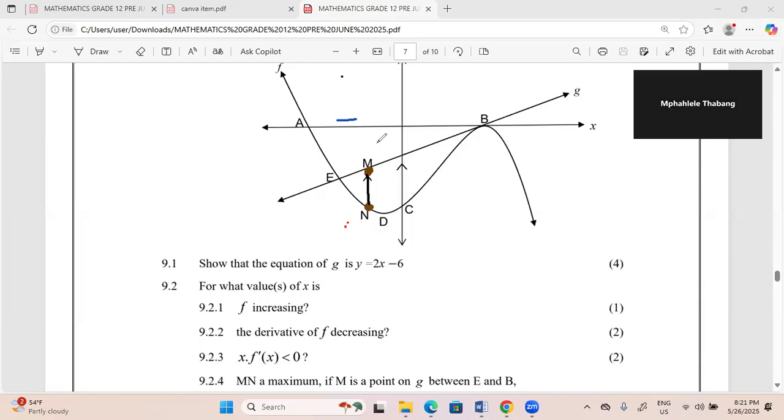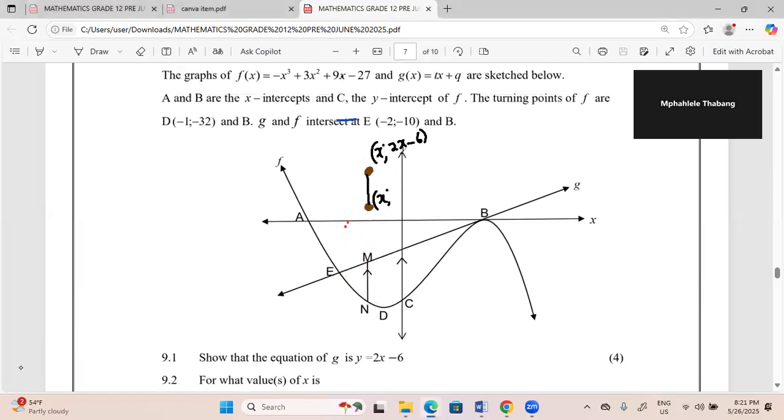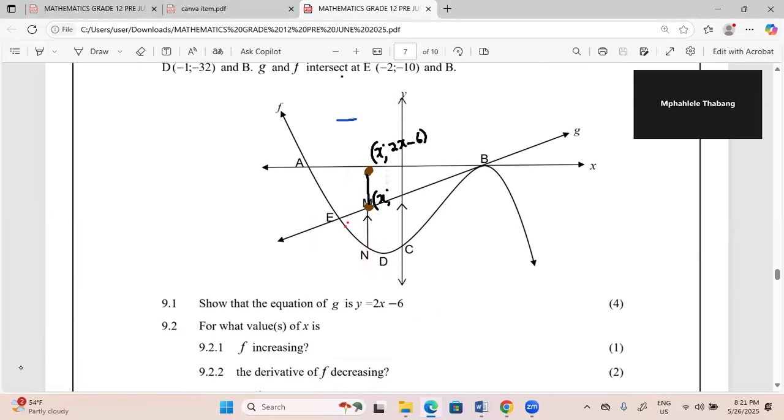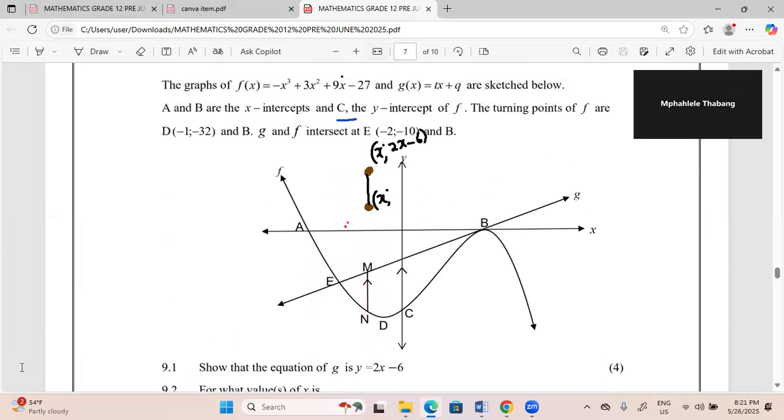So we can represent the coordinates of M in this way. We can say M is x and y is 2x minus 6, representing M in terms of variable x. Then we can say N is x because N is on F. So the y coordinate of F is going to be minus x cubed plus 3x squared. This is M, this is N. My y coordinate at N is going to be minus x cubed plus 3x squared plus 9x minus 27. This can be tricky.